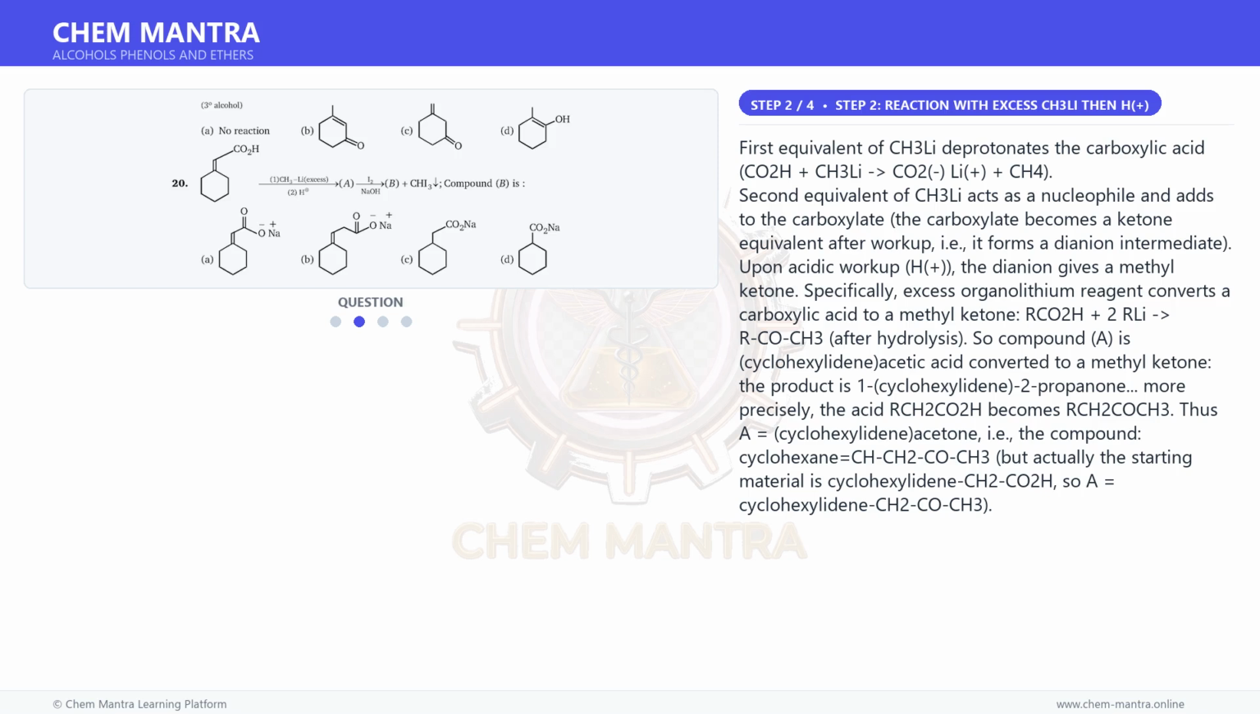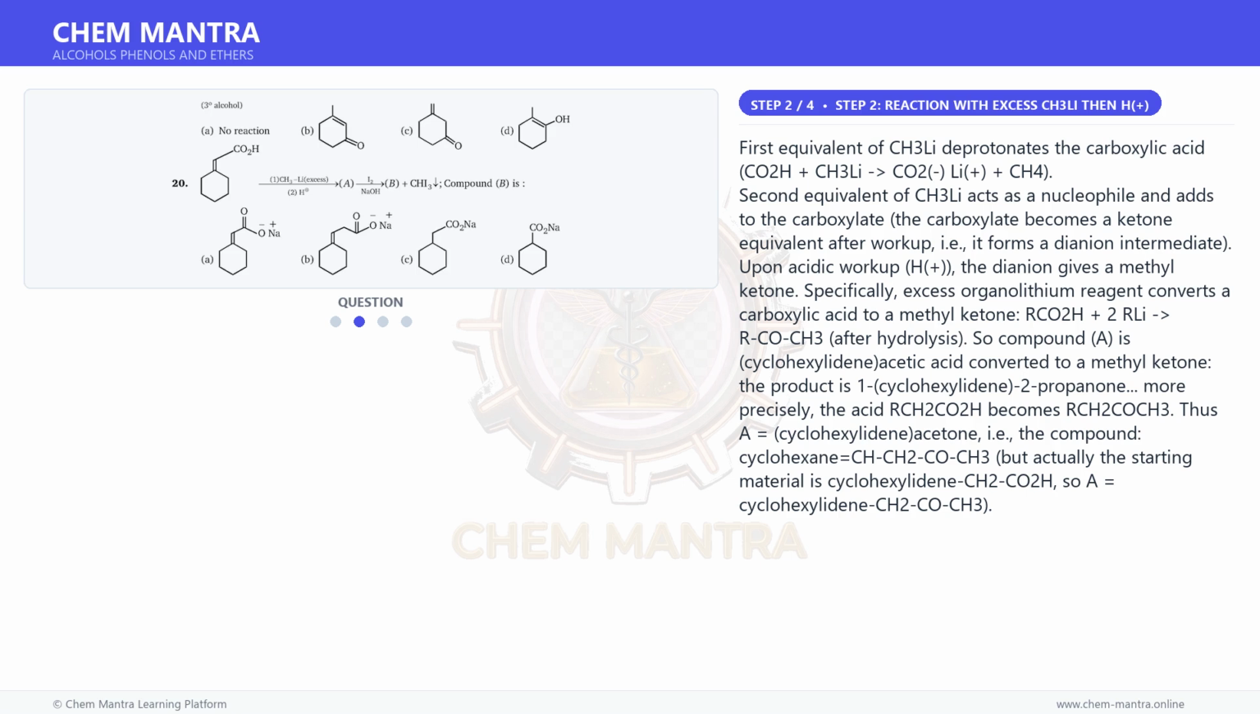First equivalent of CH3Li deprotonates the carboxylic acid: CO2H + CH3Li gives CO2-Li+ plus CH4. Second equivalent of CH3Li acts as a nucleophile and adds to the carboxylate. The carboxylate becomes a ketone equivalent after workup, i.e., it forms a dianion intermediate. Upon acidic workup, H+, the dianion gives a methyl ketone.